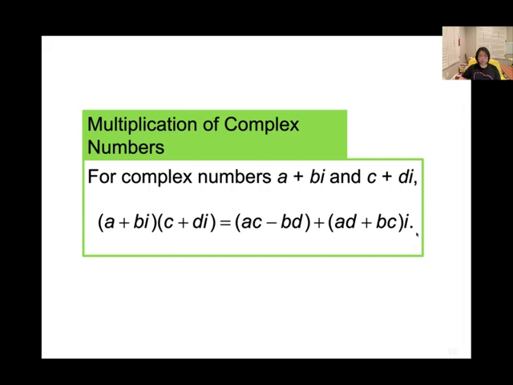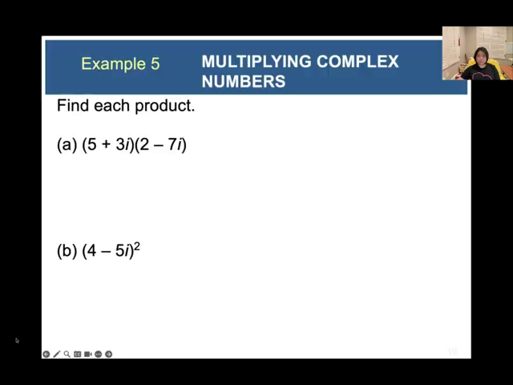Okay, multiplication. You're going to distribute it one by one. You don't have to memorize this formula. Just use the FOIL method. Distribute it one by one here. So for this one, I'm going to use the FOIL method.